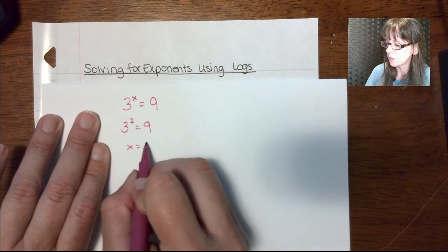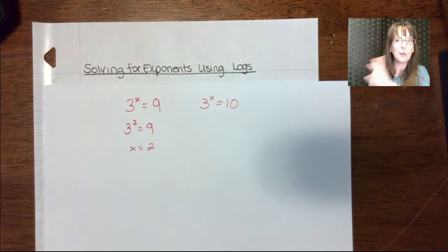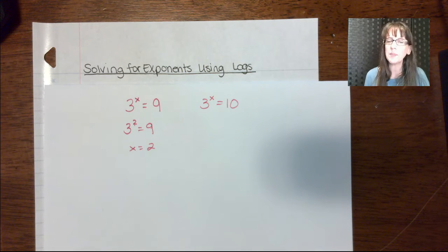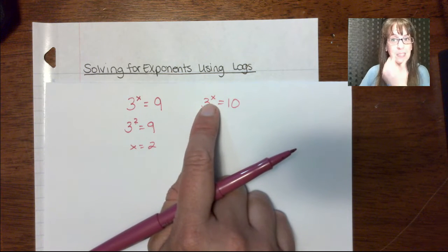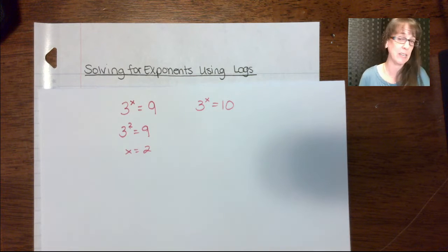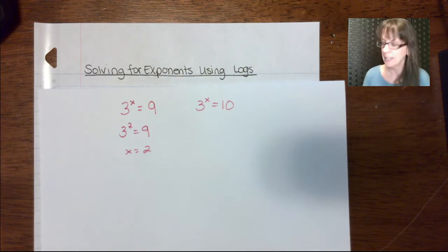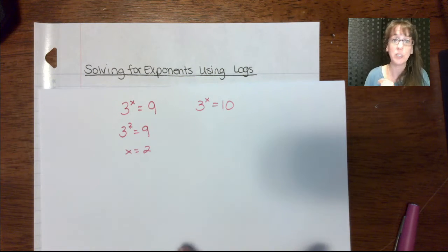So x equals 2. If I give you 3 to the x power equals 10, no good. That's not a friendly number. We're not going to be able to choose a nice, pretty integer to give us an x here, or to give us 3 to the x power equals 10. There's no pretty integer that's going to give us a 10. So what we have to do is use logarithms. And now we're going to talk about how we do that.